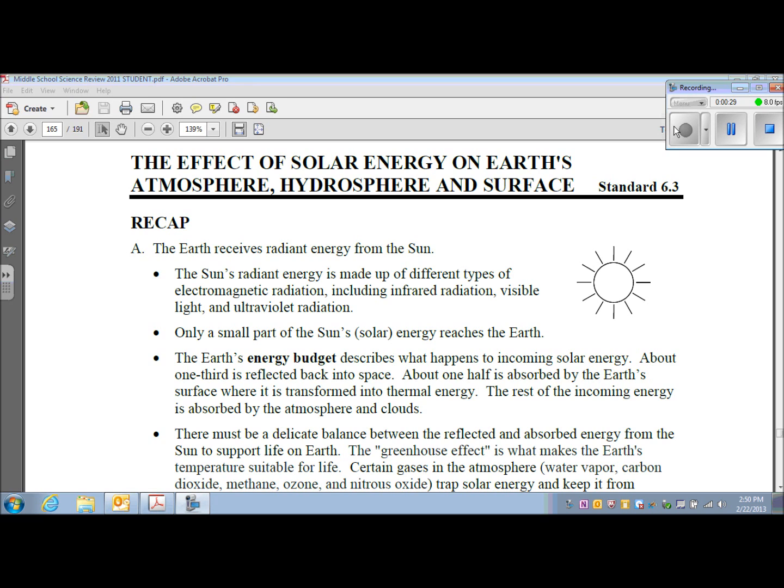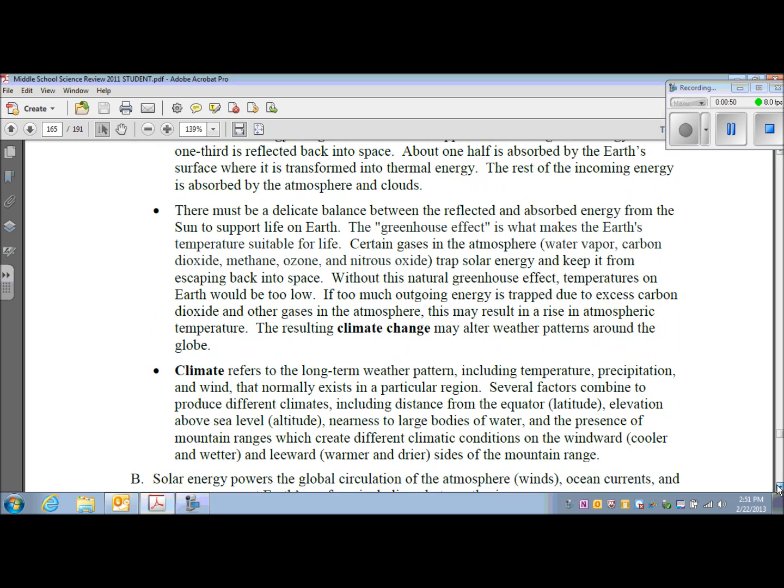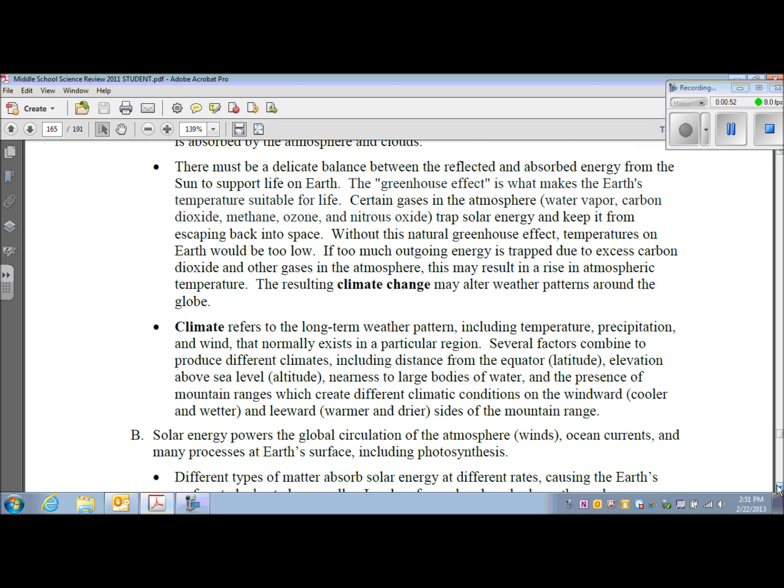The Earth's energy budget describes what happens to incoming solar energy. About 1/3 is reflected back into space. About 1/2 is absorbed by the Earth's surface when it is transformed into thermal energy. The rest of the incoming energy is absorbed by the atmosphere and clouds. There must be a delicate balance between the reflected and absorbed energy from the Sun to support life on Earth.